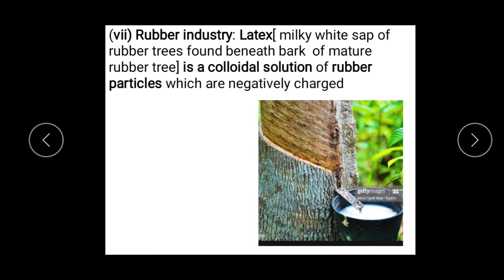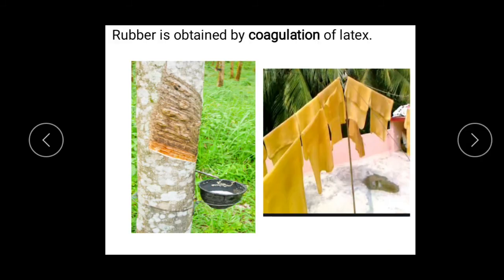Now in rubber industry, you can see here the latex is collected from the rubber tree. So latex is the milky white sap of rubber trees found beneath the bark of mature rubber trees. And this latex is colloidal solution of rubber particles which are negatively charged. And with this latex, if coagulation is done, we'll get rubber, and this is the raw rubber sheets which are obtained on coagulation of the latex. Here latex is collected and coagulation of latex gives raw rubber which is beaten into sheets.